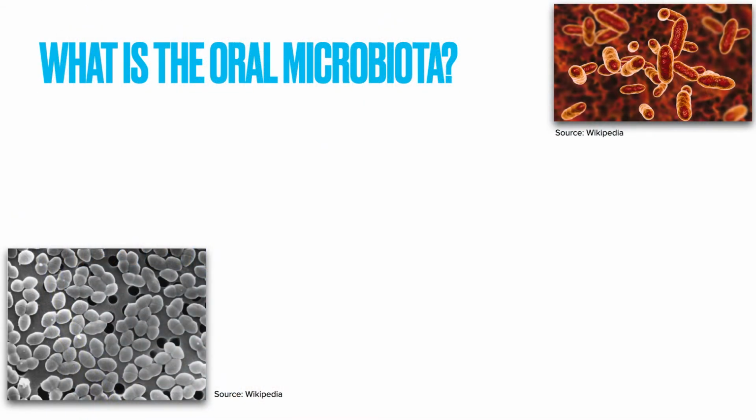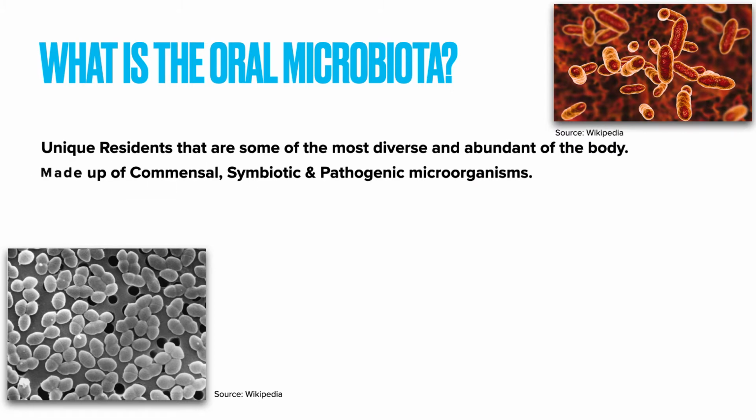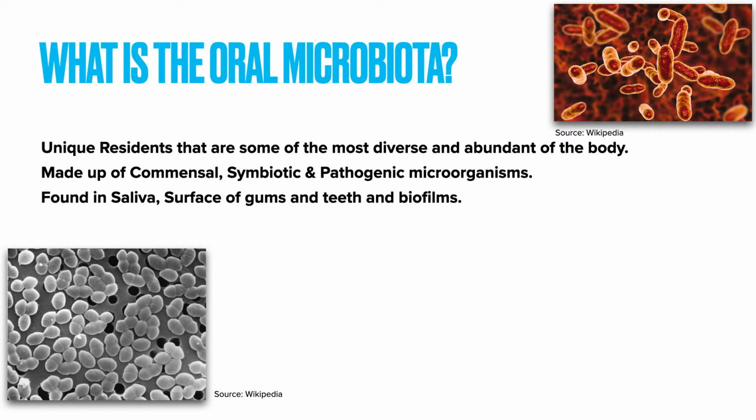The human oral microbiota has unique residents that are some of the most diverse and abundant of the body. They're represented by a community of commensal, symbiotic, and pathogenic microorganisms found in saliva, the surface of gum tissue and teeth, as well as biofilms within which bacteria survive at a slow-growing state. They play an important role in maintaining oral homeostasis, protecting the oral cavity, and preventing disease development.